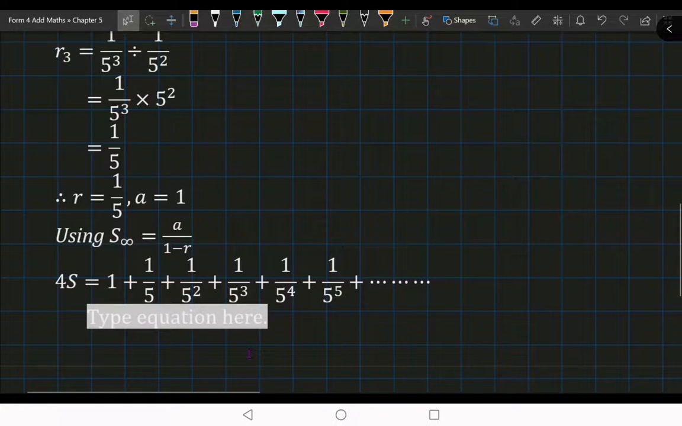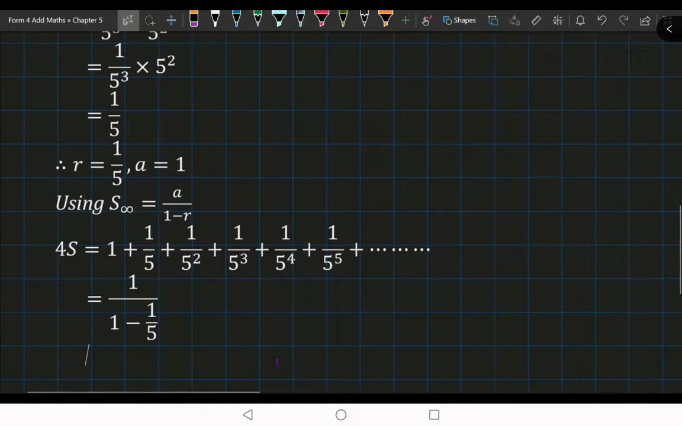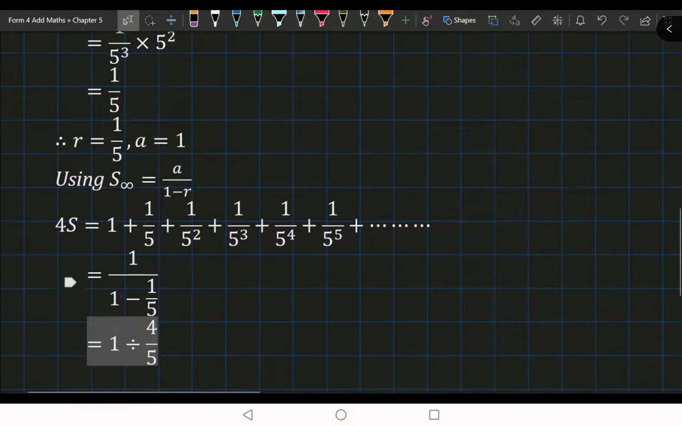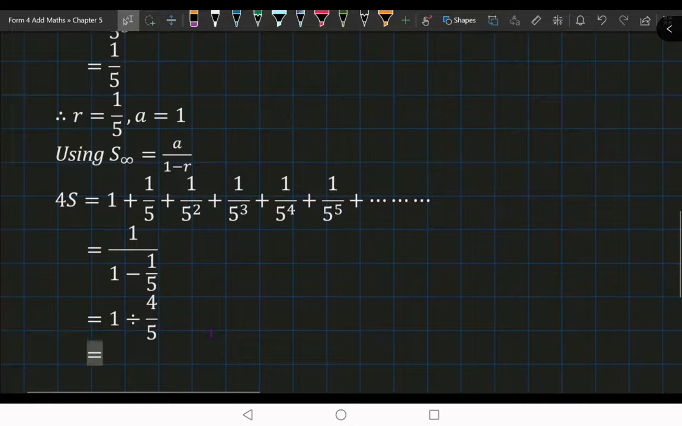What is a here? The first term a is 1. So 1 over 1 minus r, with the common ratio defined previously as 1/5. 1 minus 1/5 is 4/5. So we get this answer as 5/4.